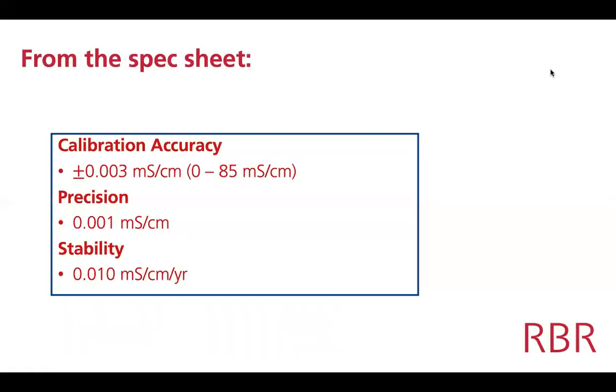Moving on, let's get a little bit into the accuracy, resolution, and stability of these types of conductivity cells. If you just look at the basics from our specifications, we calibrate to within 0.003 millisiemens per centimeter, which, as I mentioned on the last slide, is something like 0.003 in salinity, depending on the temperature and so forth. But that's valid over a range of basically 0 to 85, so that covers most natural waters.